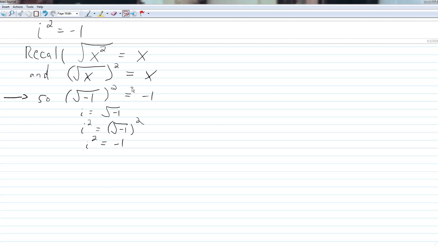Now, since i is equal to the square root of -1, i squared would be equal to the square root of -1 squared. And so i squared is equal to -1. So the important takeaway from this is this part here, because that will be very important and useful as we work more: i squared is equal to -1.